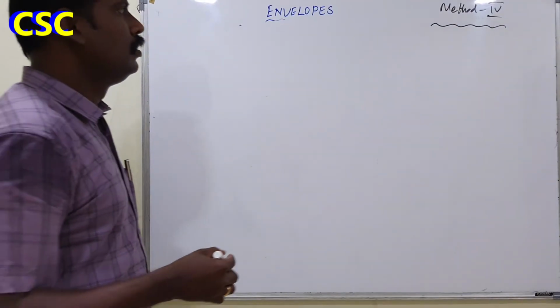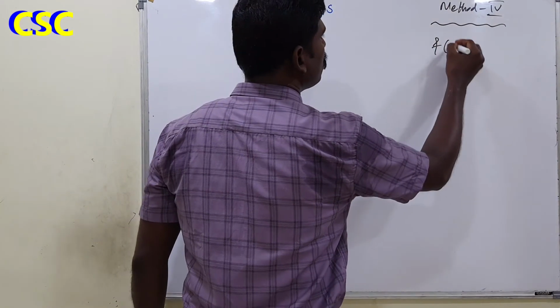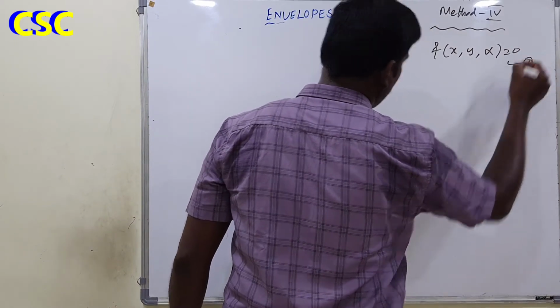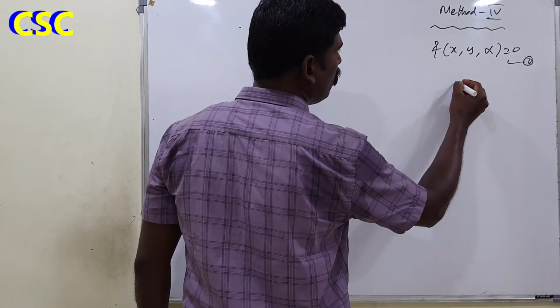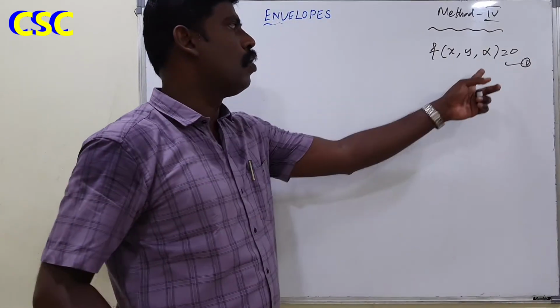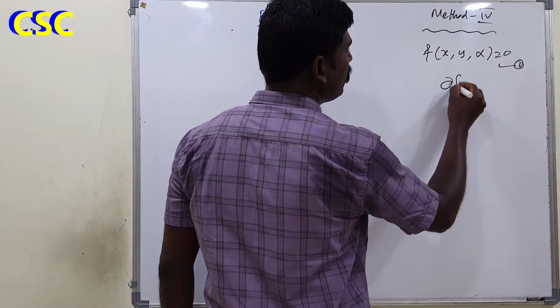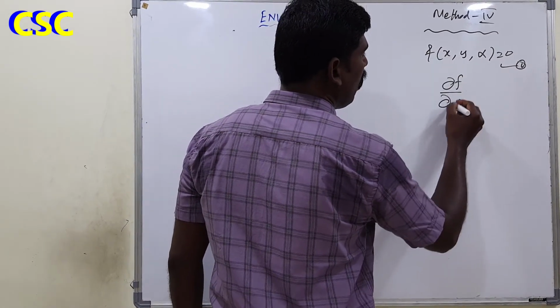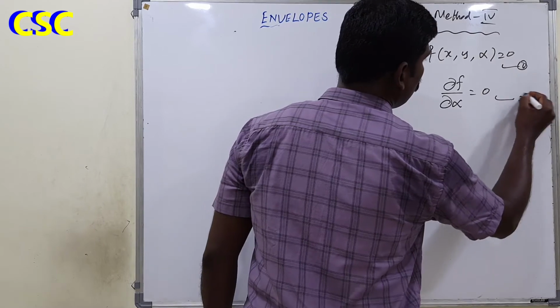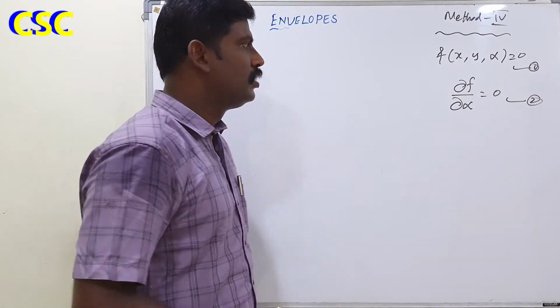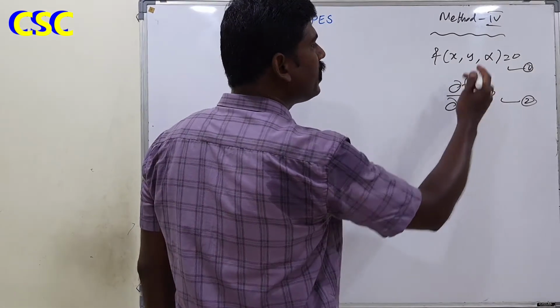Right. The given family of curves is in the form f of x, y, alpha equal to 0. We call it equation number 1. And also, we can't write it as a quadratic equation in alpha. Then we are going to differentiate f with respect to alpha. Okay, isn't it? Equation 2. Right? This is method 2, isn't it? Suppose we can't eliminate alpha.